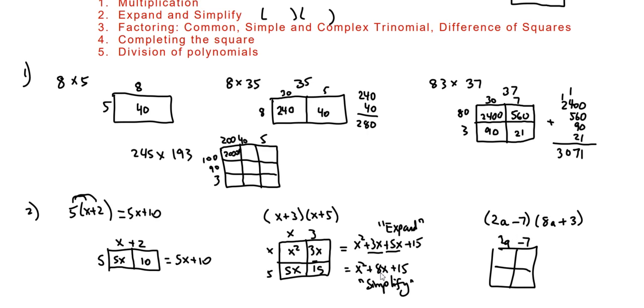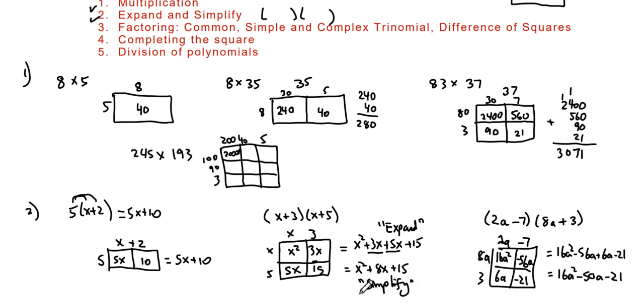It doesn't matter which one goes on the side and which one goes on the top. It doesn't matter if some of the dimensions are negative, like this negative 7. That's totally fine. 2a times 8a is 16a squared. 8a times negative 7, so I'm going to do the 8 times negative 7, negative 56a. 3 times 2a is 6a. 3 times negative 7 is negative 21. That's my expand. 16a squared minus 56a plus 6a minus 21. And here comes my simplify, 16a squared minus 50a minus 21. So we've just taken care of multiplication and expand and simplify.